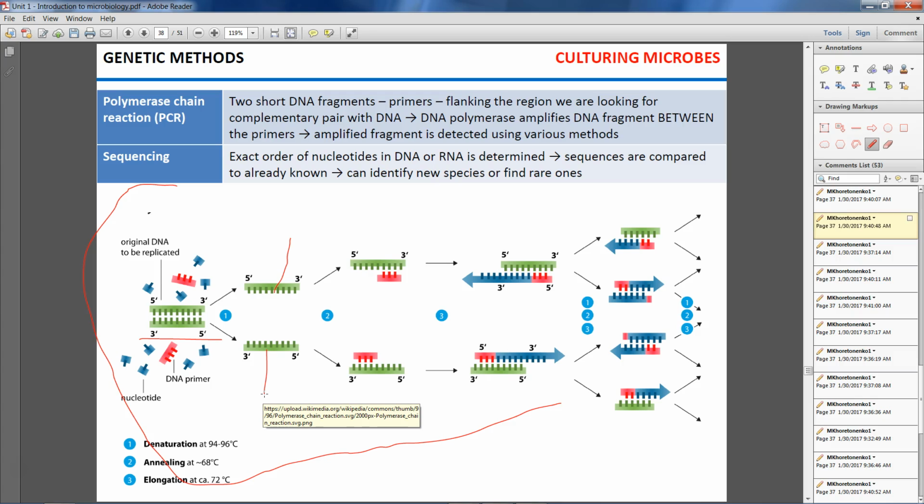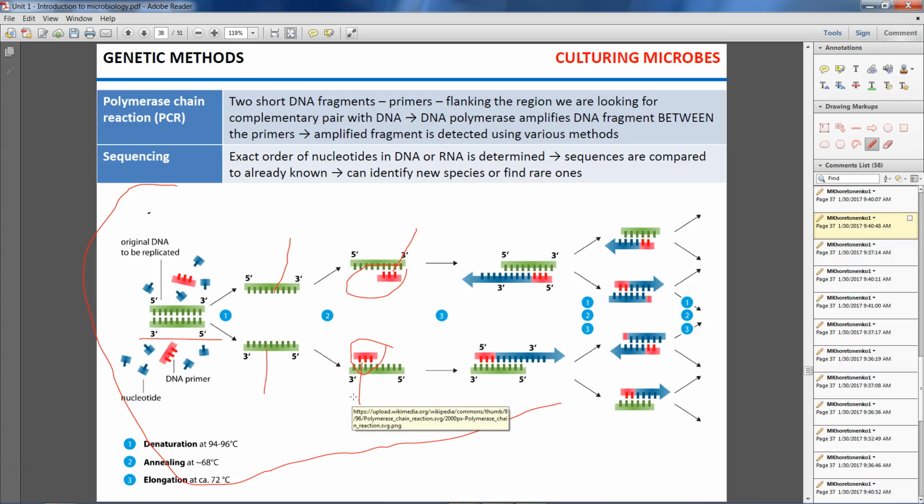Now, in order to mark the beginning and the end of the fragment that you want to detect, use special short molecules of DNA called primers. You synthesize them, and you add them so they bind with extremely high specificity to certain parts of the DNA molecule. Does that make sense? They're like tags.